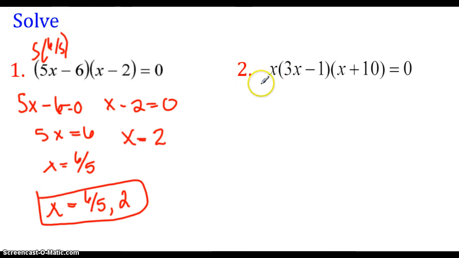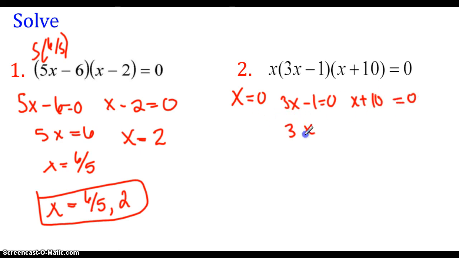When I do this, this is factored, but now I have an x out here, I have a 3x minus 1, and I have an x plus 10. You can't just ignore this x. So x also gets set equal to 0, which means 0 is a solution or a root to this problem. So then I'm going to set 3x minus 1 equal to 0, and I'm going to set x plus 10 equal to 0. I get 3x equals 1, and x is 1/3. And then I'm going to subtract, and x is negative 10.